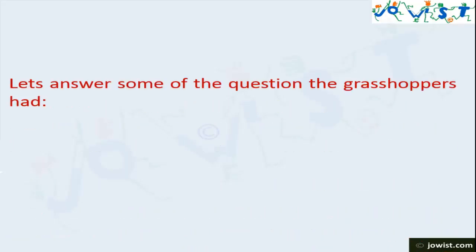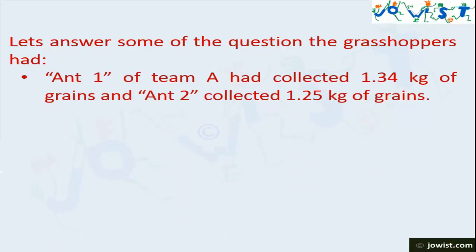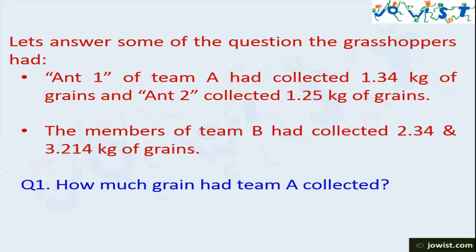Let's come back to the story. The grasshoppers had some questions, remember? Let's answer their questions. Ant 1 of Team A had collected 1.34 kg of grains and Ant 2 had collected 1.25 kg of grains. The second point was the member of Team B had collected 2.34 and 3.214 kg of grains.